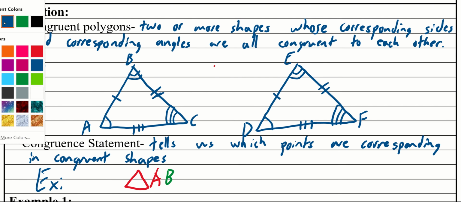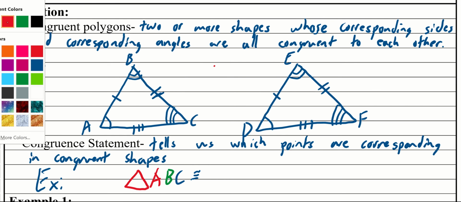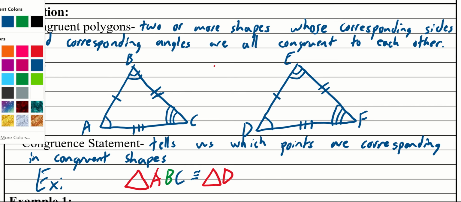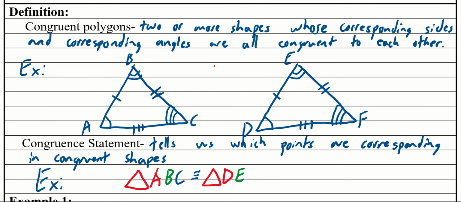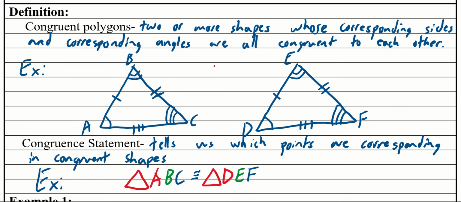I'm going to go ahead and change up the colors as I go along and write. Triangle ABC is congruent to triangle DEF. Let's go here, E, and then F. I'll explain why I'm changing up the colors on all these.